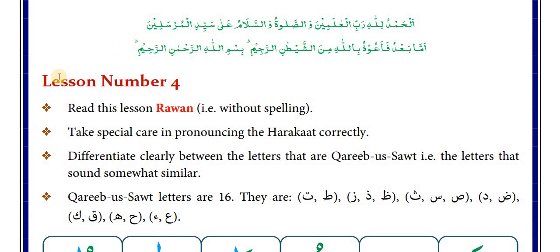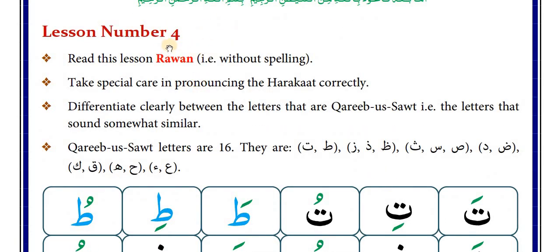Today we are going to start lesson number 4. There is not any name for lesson 4, but you can call it Kribu South letters. Kribu South letters mean letters with somewhat similar sounds, like these letters. These are Kribu South letters, and they are 16.